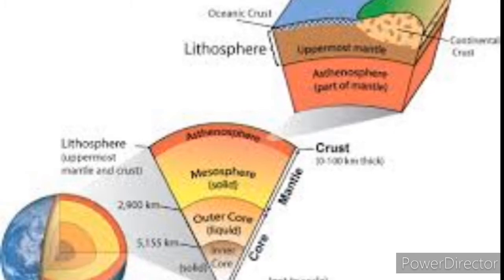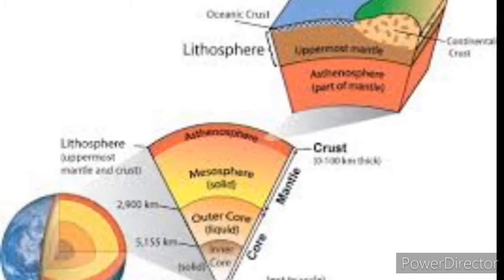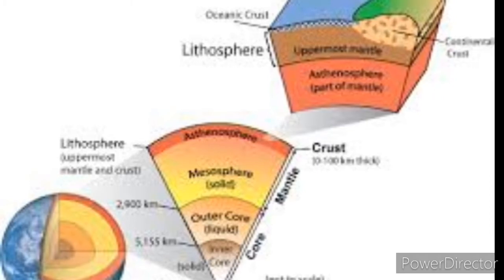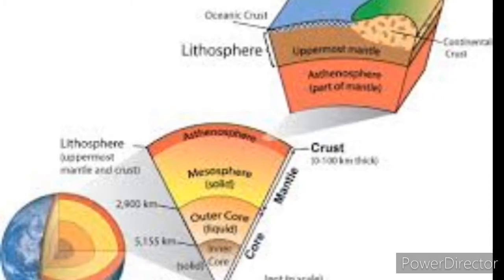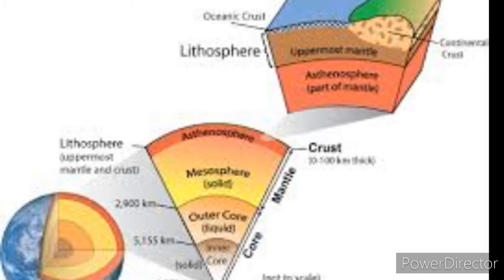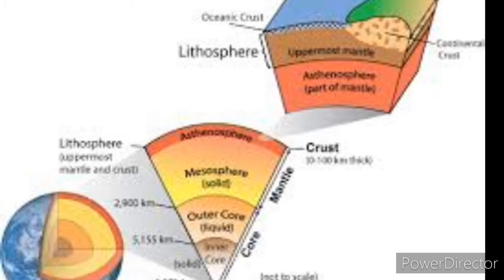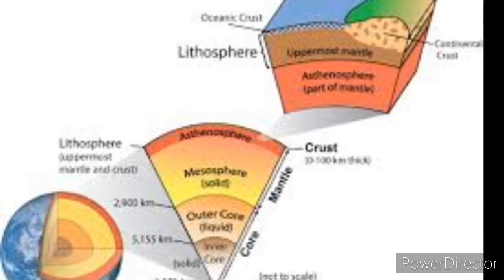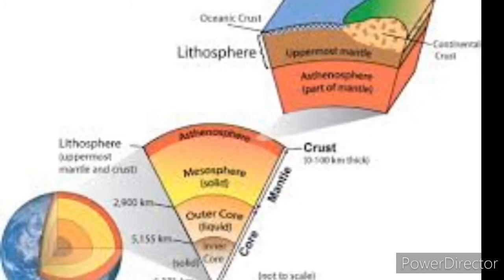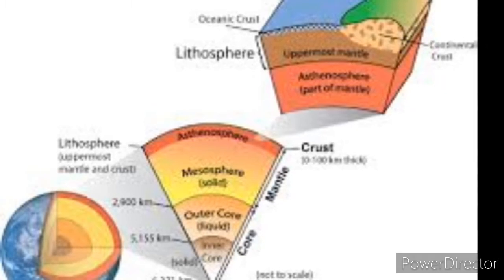The crust comprises two distinct parts. The upper part consists of granite rocks and forms the continents. It has main mineral constituents of silica and alumina, so it is collectively referred to as Sial. It has an average density of 2.7 gram.